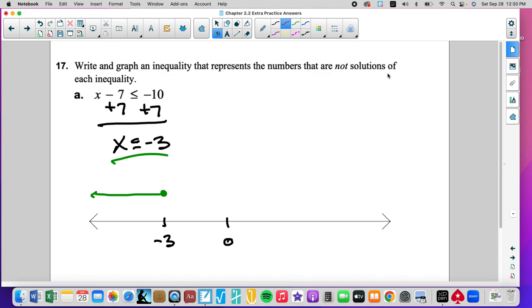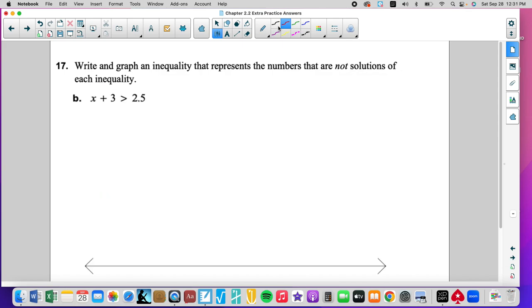But it wants to know what are not solutions of the inequality. So if we were going to graph the numbers that are not solutions, we would have to have an open circle at -3 and then greater than. So the red would be an inequality. So now I would have to write an inequality. My solutions cannot be greater than -3. That's if we saw this graph, how could I write that? X is greater than, notice it doesn't have an equal sign because it's open. So the inequality that represents the numbers that are not the solution is x is greater than -3.